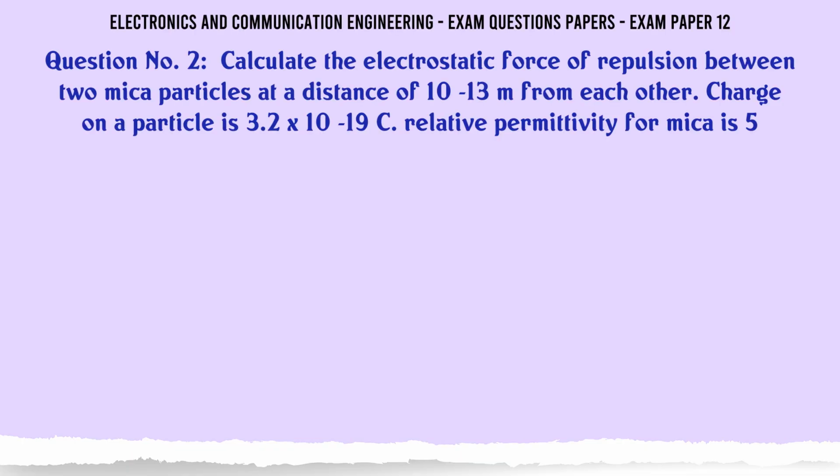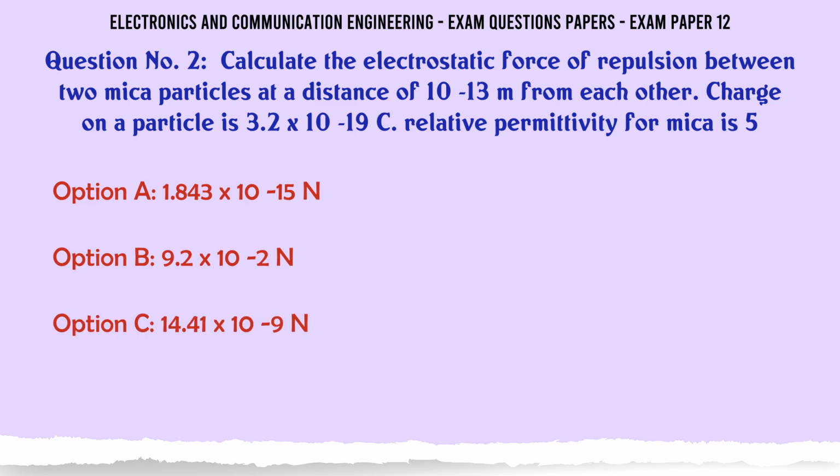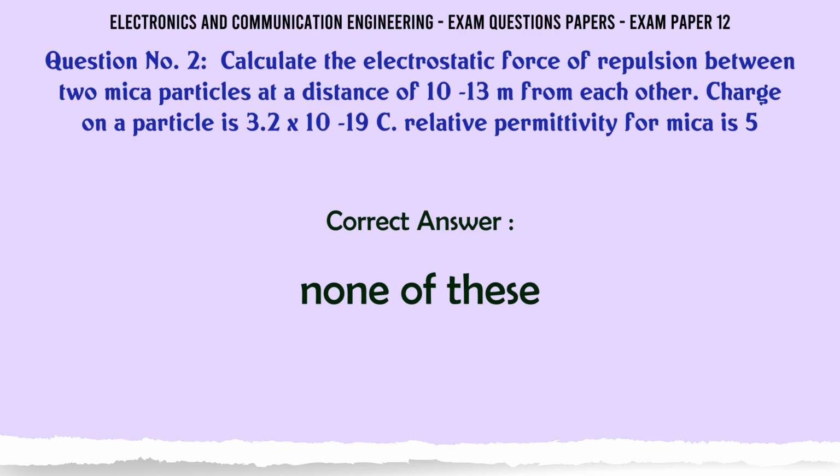Calculate the electrostatic force of repulsion between two mica particles at a distance of 1013 m from each other. Charge on a particle is 3.2 x 1019 c. Relative permittivity for mica is 5. A 1.843 x 1015 n. B 9.2 x 102 n. C 14.41 x 109 n. D none of these. The correct answer is none of these.